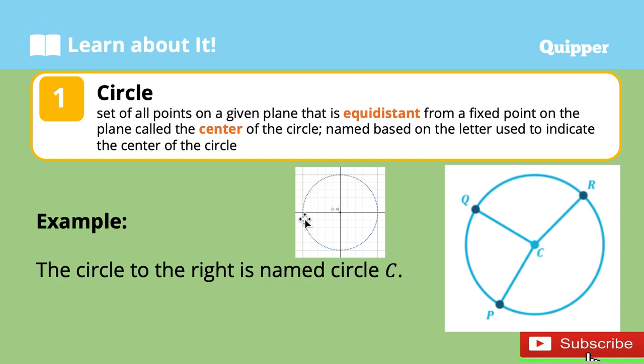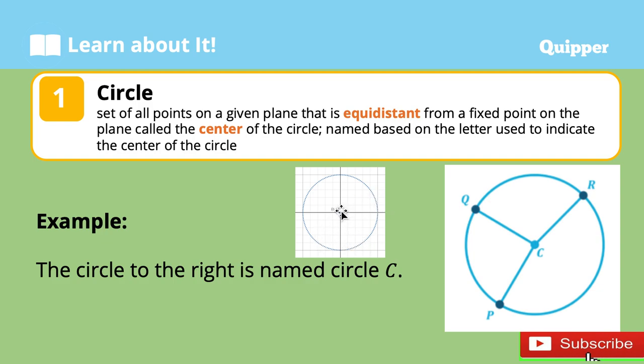This is now an example of the set of all points that are equidistant from a fixed point called the center. When you say equidistant, that is of equal distance from a fixed point to any point on the circle.